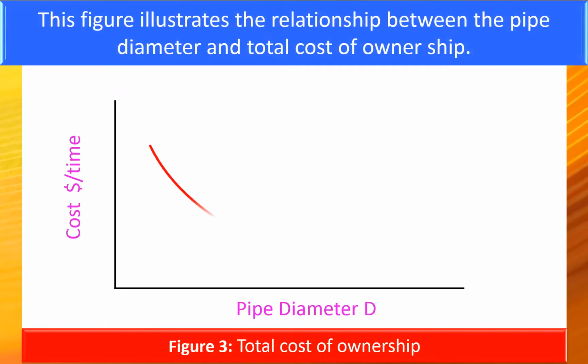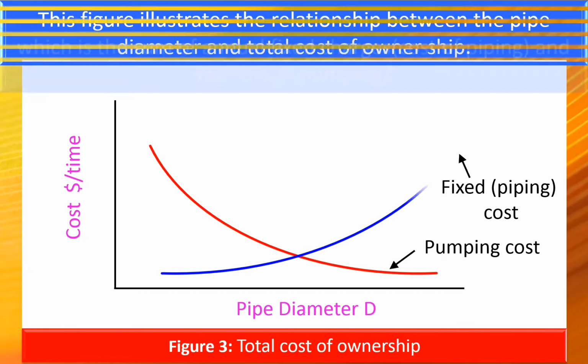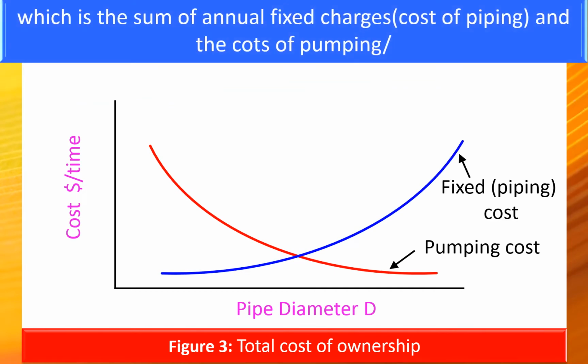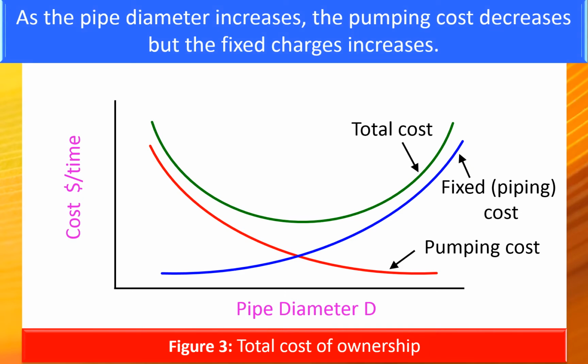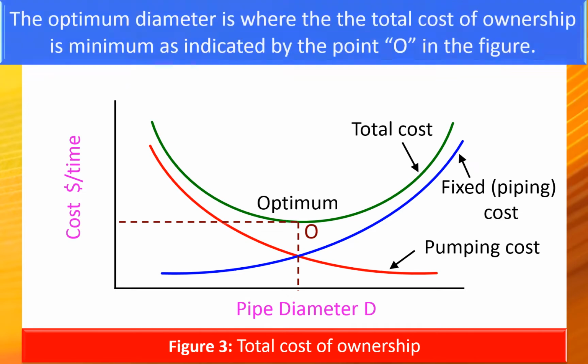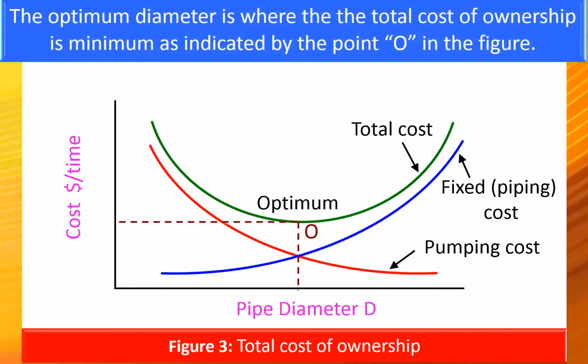This figure illustrates the relationship between the pipe diameter and the total cost of ownership, which is the sum of the annual fixed charges, that is the cost of piping, and the cost of pumping. As the pipe diameter increases, the pumping cost decreases, but the fixed charges increases. The optimum diameter is where the total cost of ownership is minimum, as indicated by the point O in the figure.